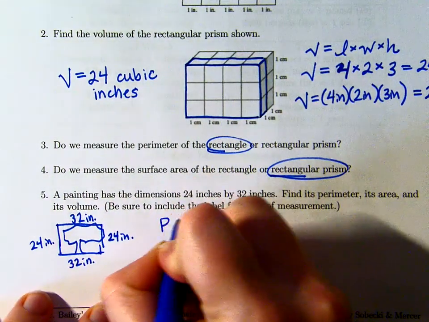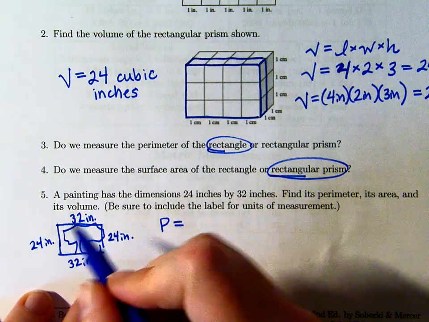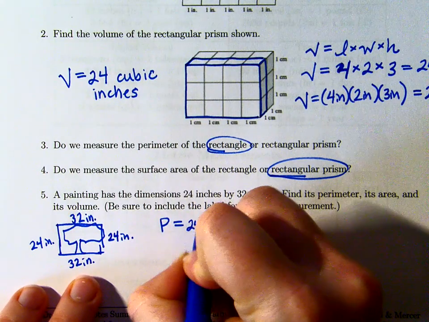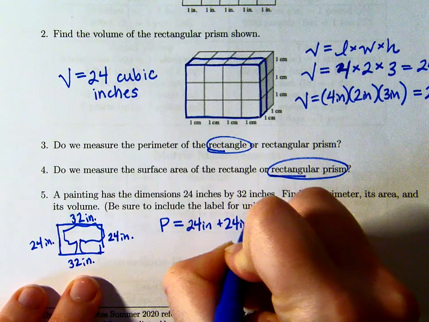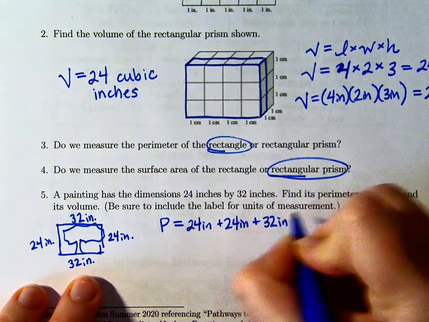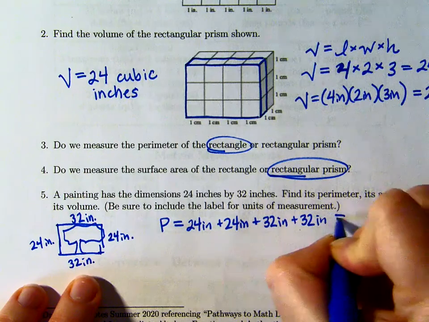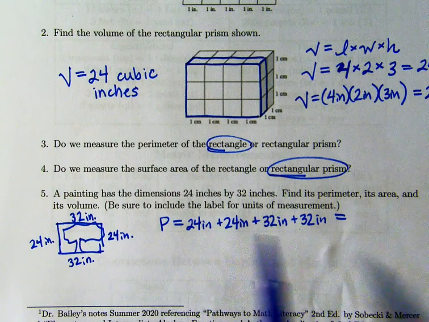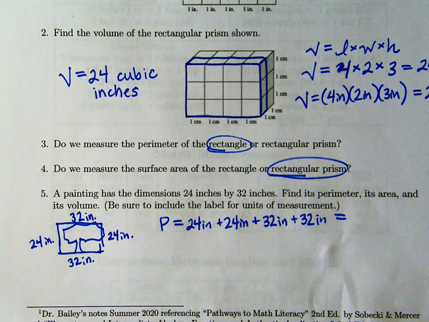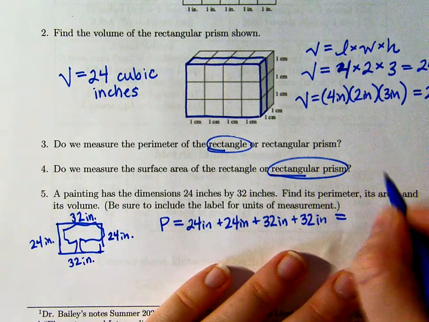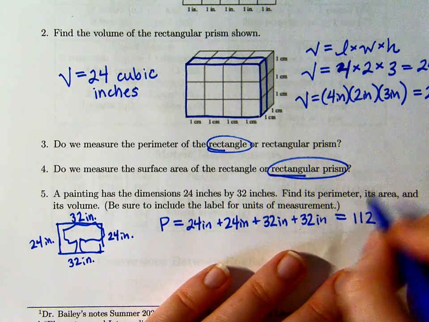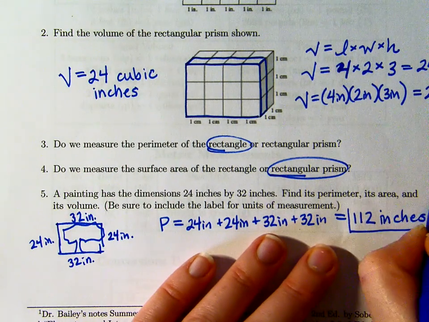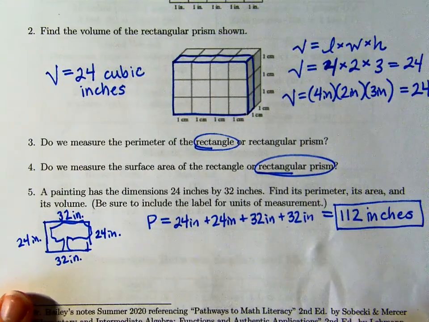Perimeter. The perimeter is the distance along the outside. So the perimeter is 24 inches, 24 inches, 32 inches, plus an additional 32 inches. Or, if you prefer the formula, 2 lengths and 2 widths, and you compute this. I already did this on my calculator just to save time. It is 112 inches all the way around it.